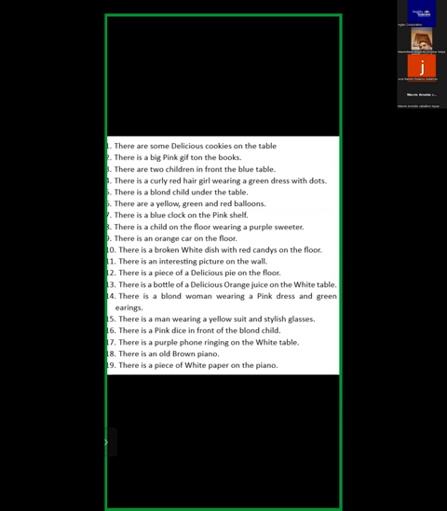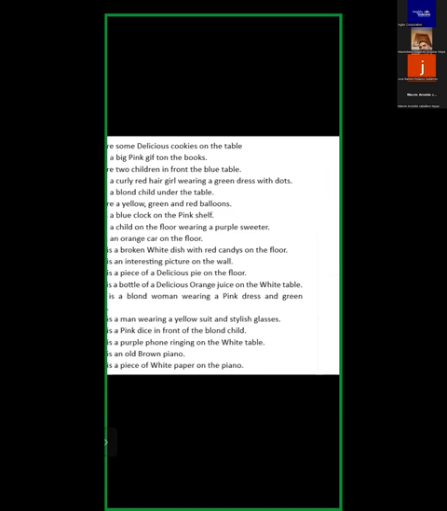Excellent. There is a pink dice in front of the blonde child. There is a ballpoint phone ringing on the white table. There is an old brown piano. There is a piece of white paper on the piano. Okay, next.